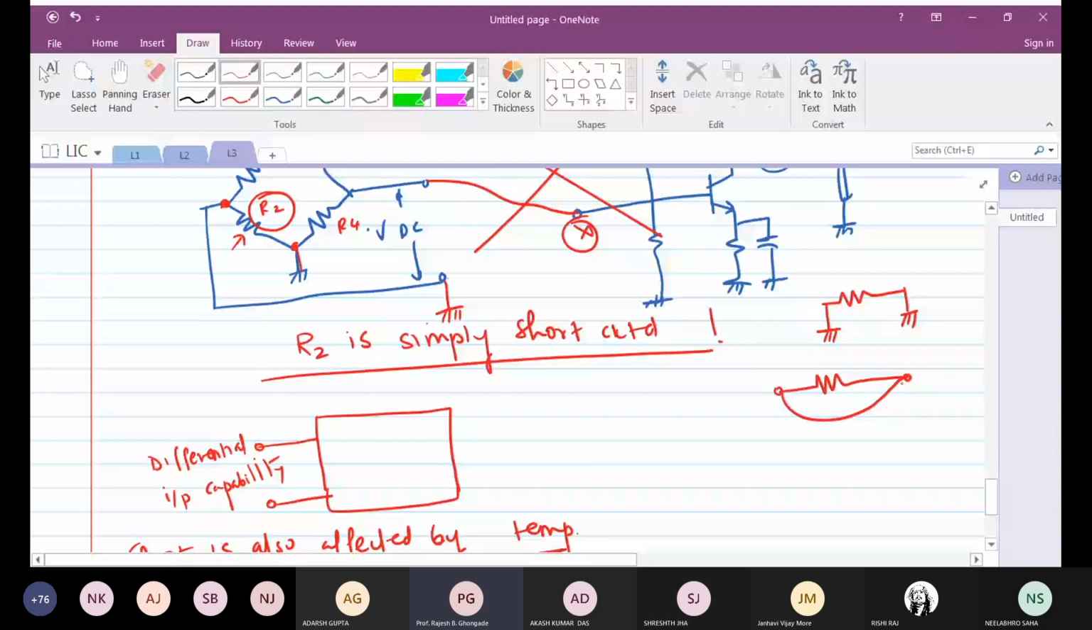Have you understood the concept? Sir, if it is short circuit, then it means the current will pass. But both the terminals are grounded. How will the current pass? But it is already short circuited, which means it is out of the picture of this very important bridge. There is no question of voltage. It is as if you are not using this resistor, you are simply connecting this directly to ground.